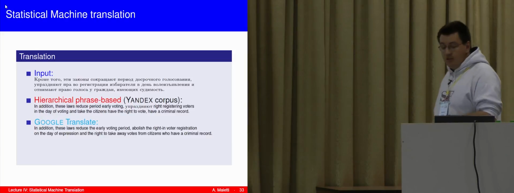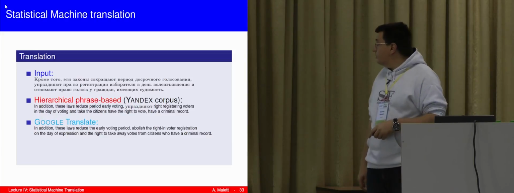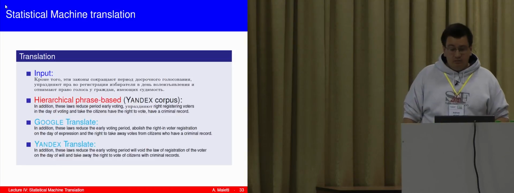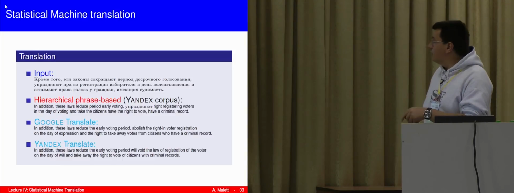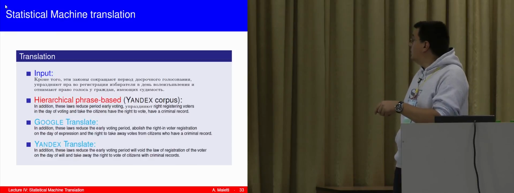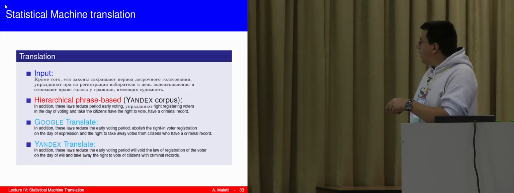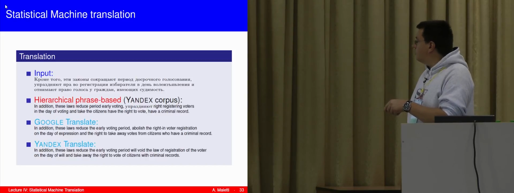And the right to take away votes from citizens who have a criminal record. Yandex, yeah, it's very similar, so they seem to be trained on the same data. In addition, these laws reduce the early voting period. Somehow there's a punctuation or something missing here. This is not a good continuation.